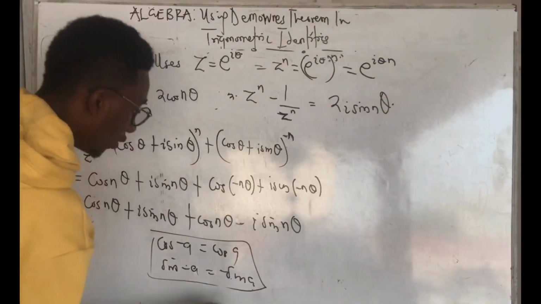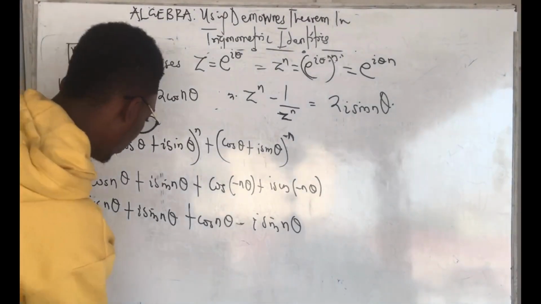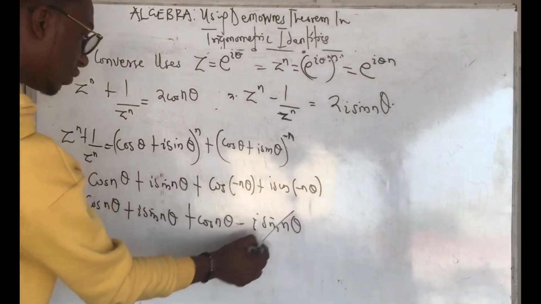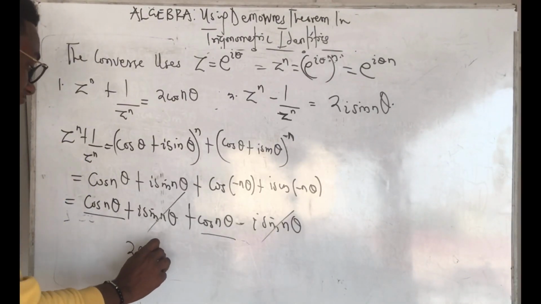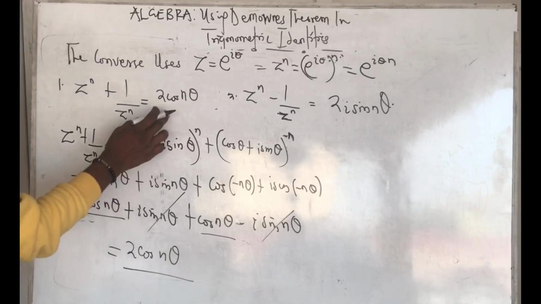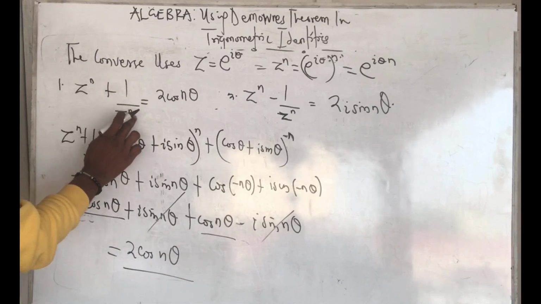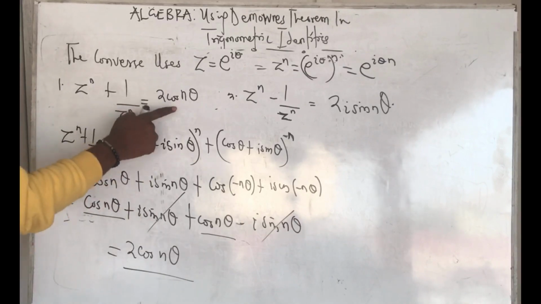Alright. So now, when you simplify this, what happens is that this will take this away. So cos n theta now becomes 2 cos what? N theta. So that's how we got this. So Zn plus 1 over Z exponent n is equal to what? 2 cos n theta.